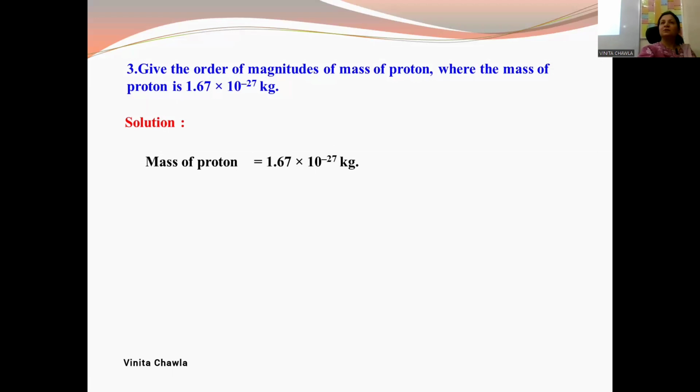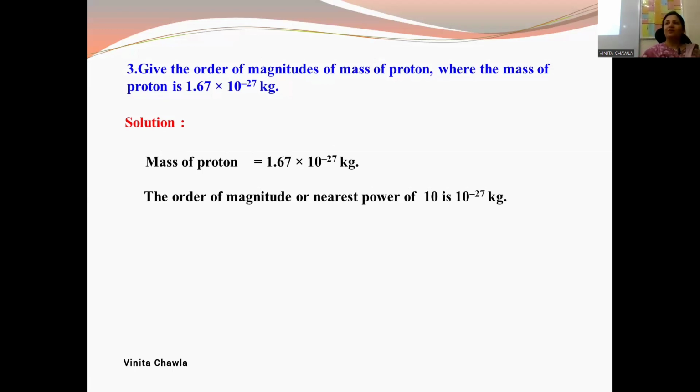Next, 10 to the power minus 27. When it is less than 5, then we take the same value that we have. When it is greater than 5, only then we increase it by 1. Okay, it's not 16, it's 1.67. So order of magnitude is 10 to the power minus 27 kgs only.